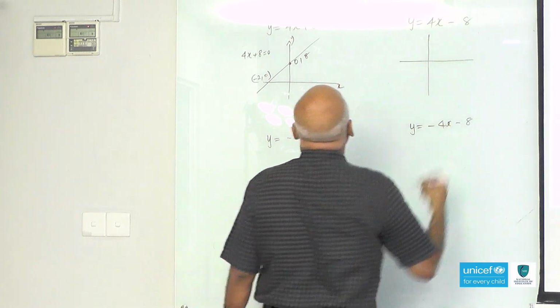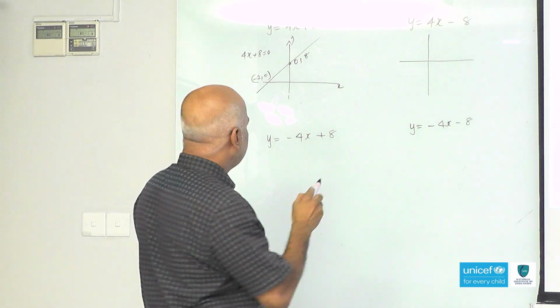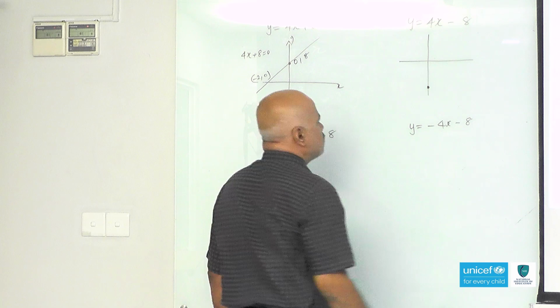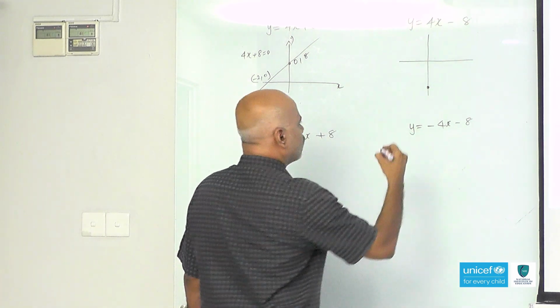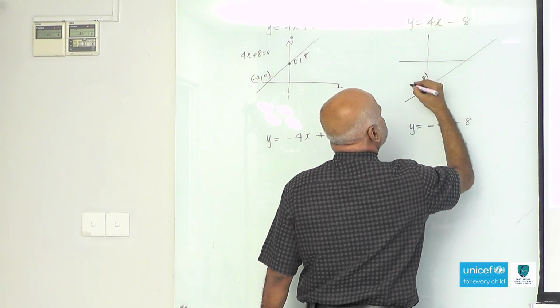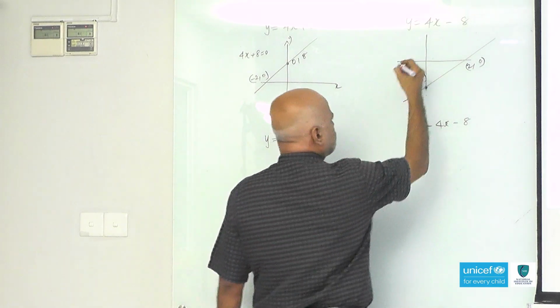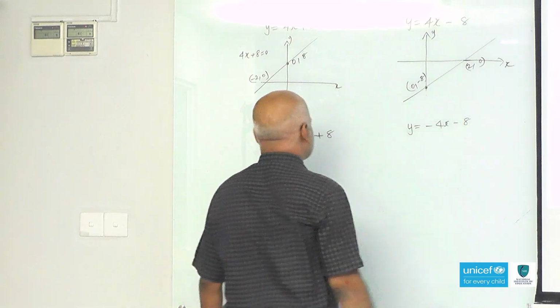And then the next one. How about this? Same gradient, positive gradient only, but the y-intercept is minus. That is the difference between both, which means the y-intercept is below the x axis, and the gradient is plus. So this is 0, minus 8, and this would be 2, 0. This is the x axis, y axis.